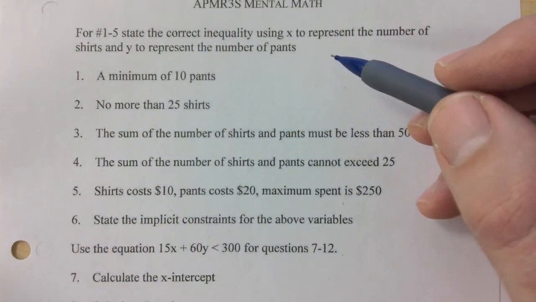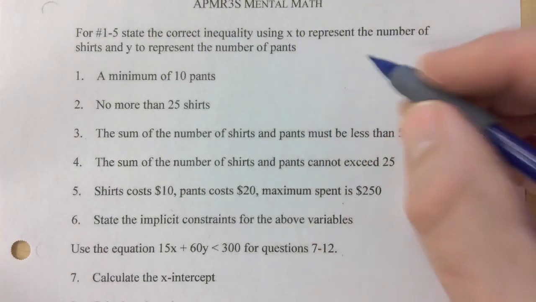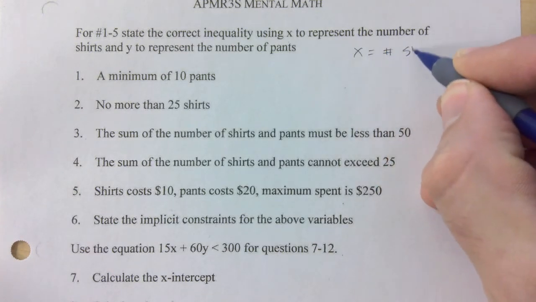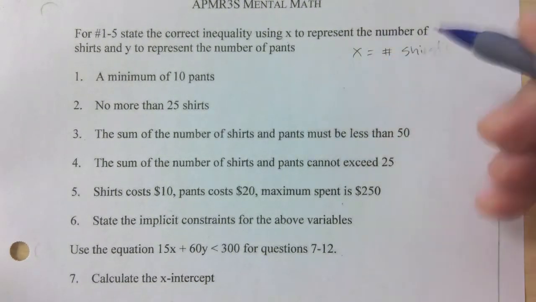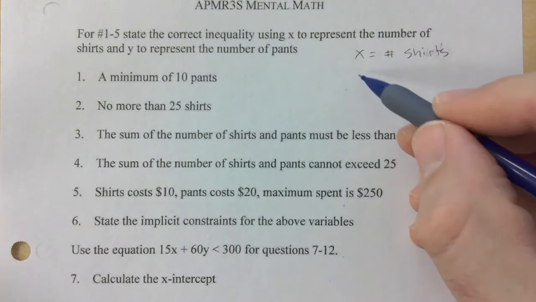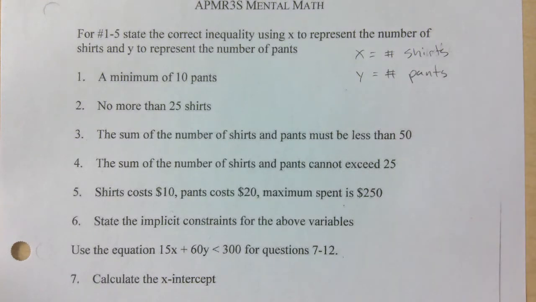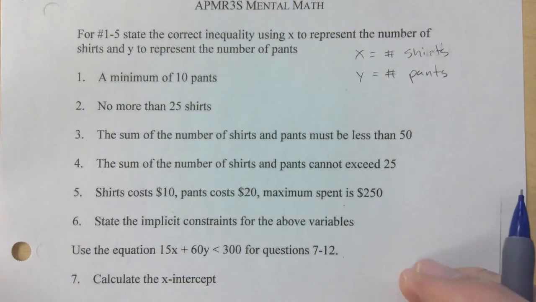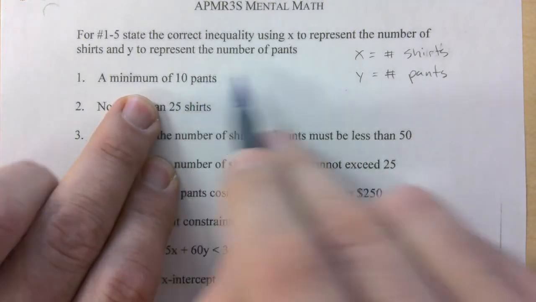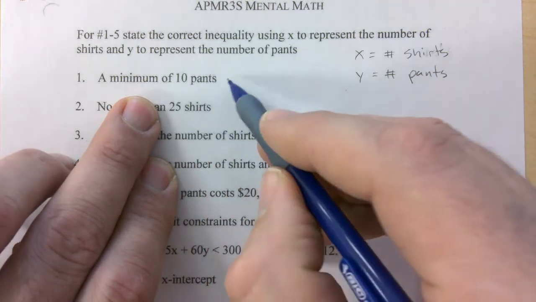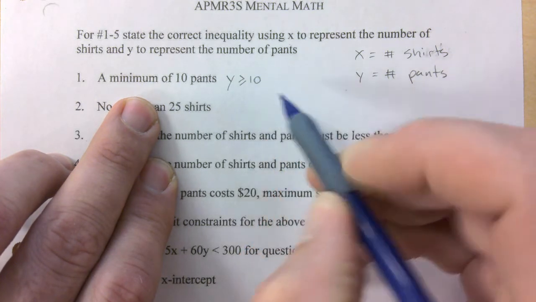So we know that X represents the number of shirts. So X is the number of shirts, and Y is the number of pants. Okay, so keep that in mind. And so if you were to write an expression where you would have to say a minimum of 10 pants, first of all, you have to use Y because we're talking pants. You want a minimum of 10, you would have an expression like this.